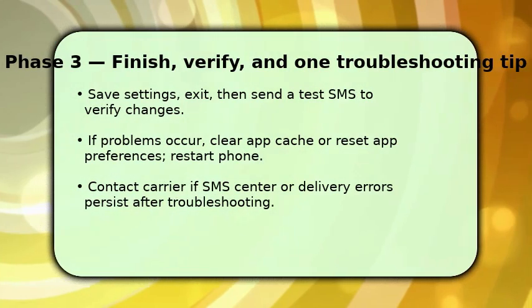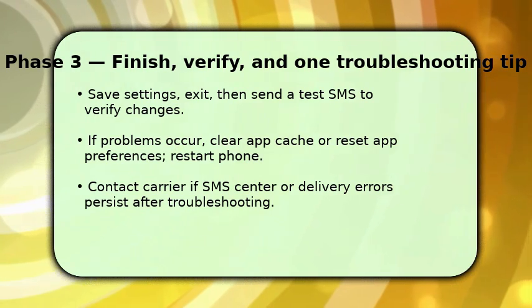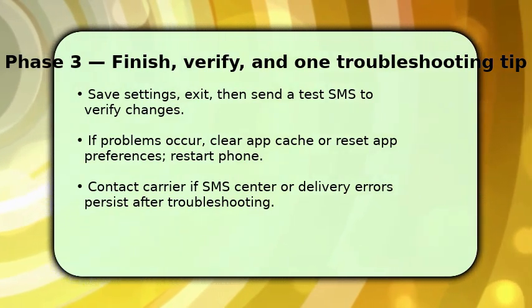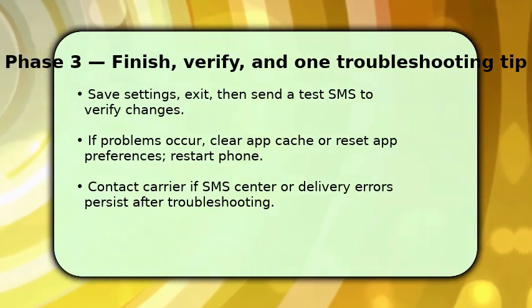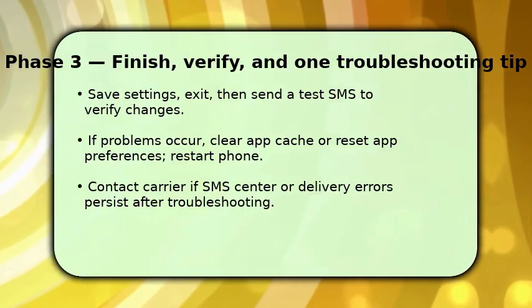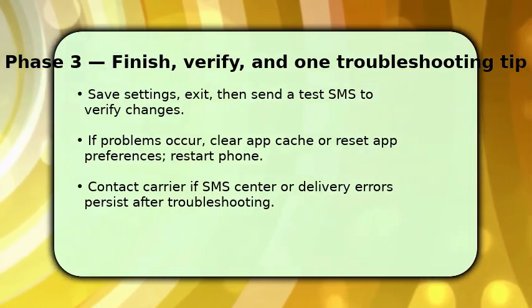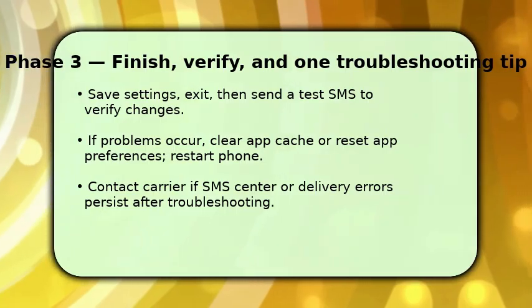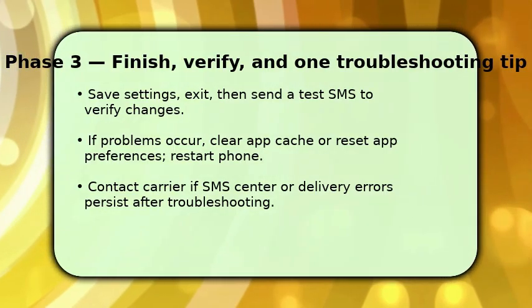After making changes, save where prompted, exit settings, and send a quick test message to confirm behavior. If messages fail or settings don't apply, clear the messaging app cache and data or reset app preferences. Then restart the phone because that often resolves background service issues.